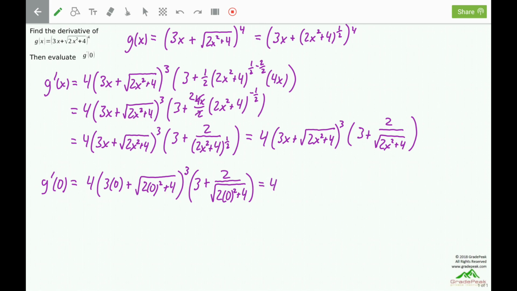So we have 4 times, 3 times 0 is a 0. So we will have a 0 plus the square root of 2 times 0 squared. 0 squared is 0, times 2 is also a 0, plus a 4, so we'll just have the square root of 4. And then all that cubed. And then we have 3 plus 2 times 0 for the same reason, also over the square root of 4. 0 squared is 0, times 2 is 0, plus that 4.